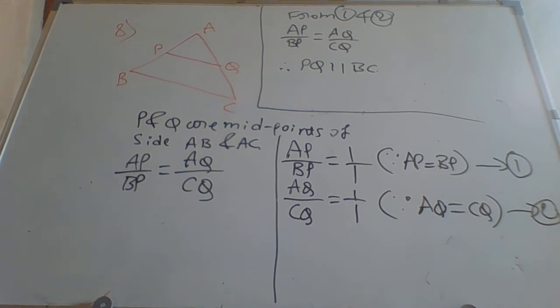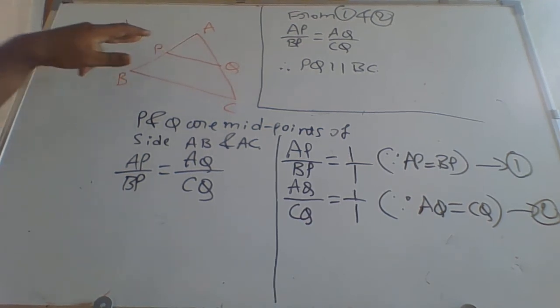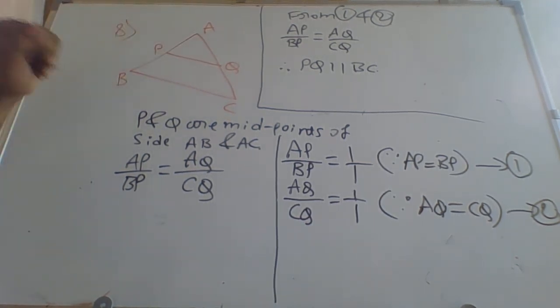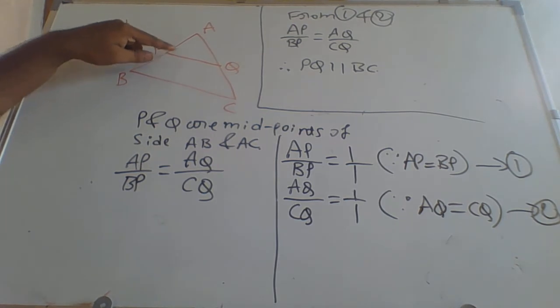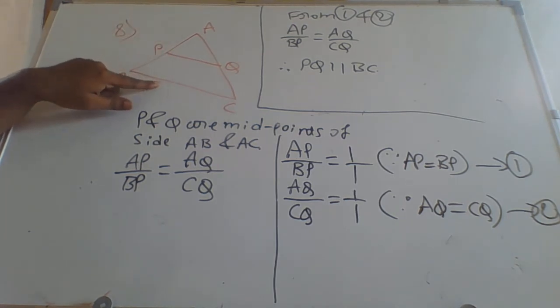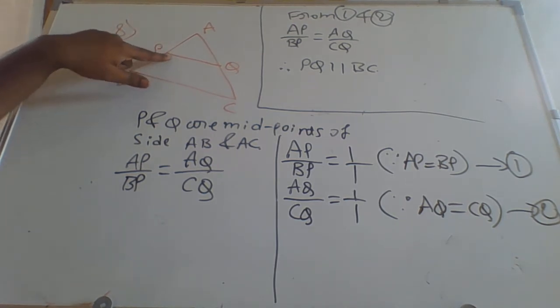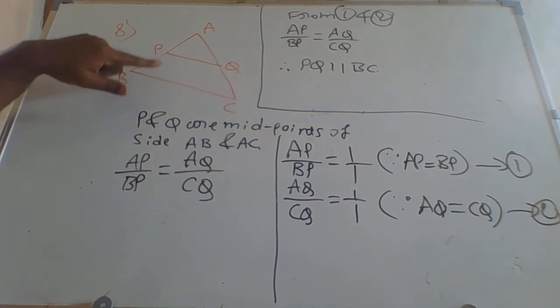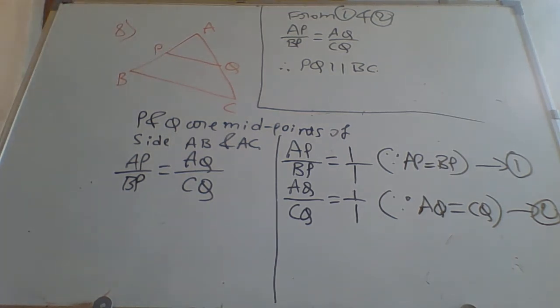See here again what they are given in the question. If the midpoints of two sides are joined, then this line will be parallel to the third side. We have to prove this by using the converse of the proportionality theorem.